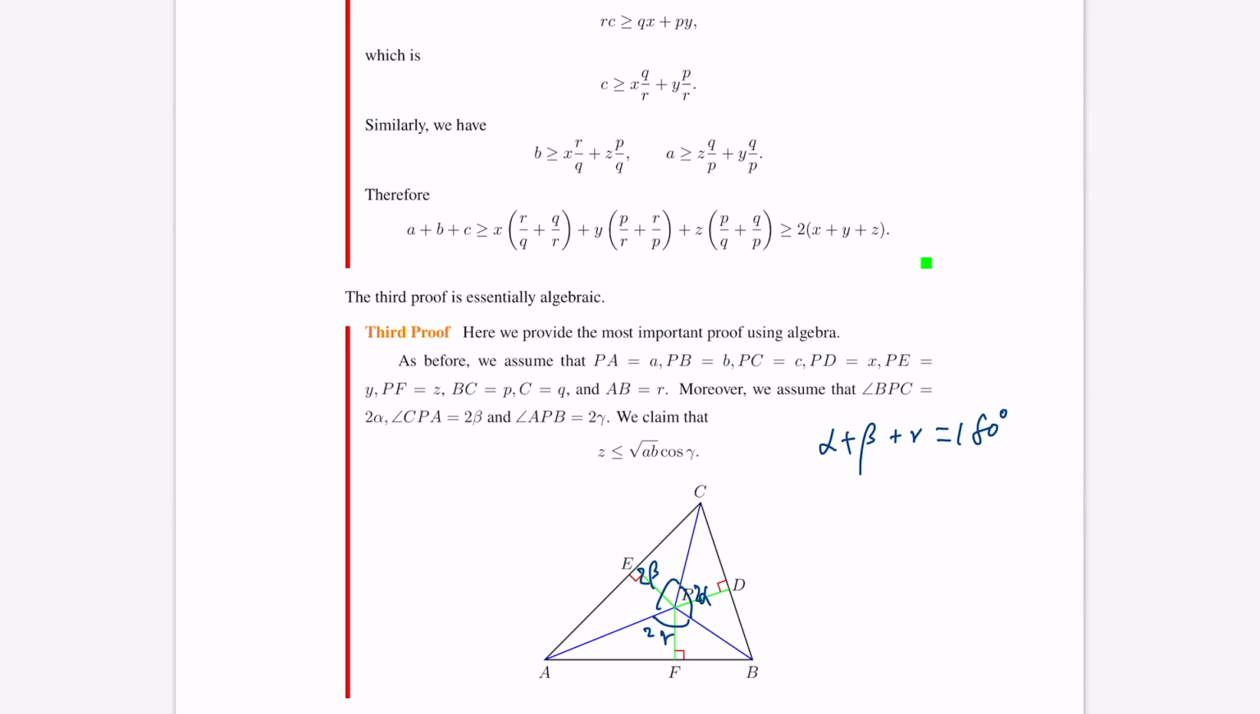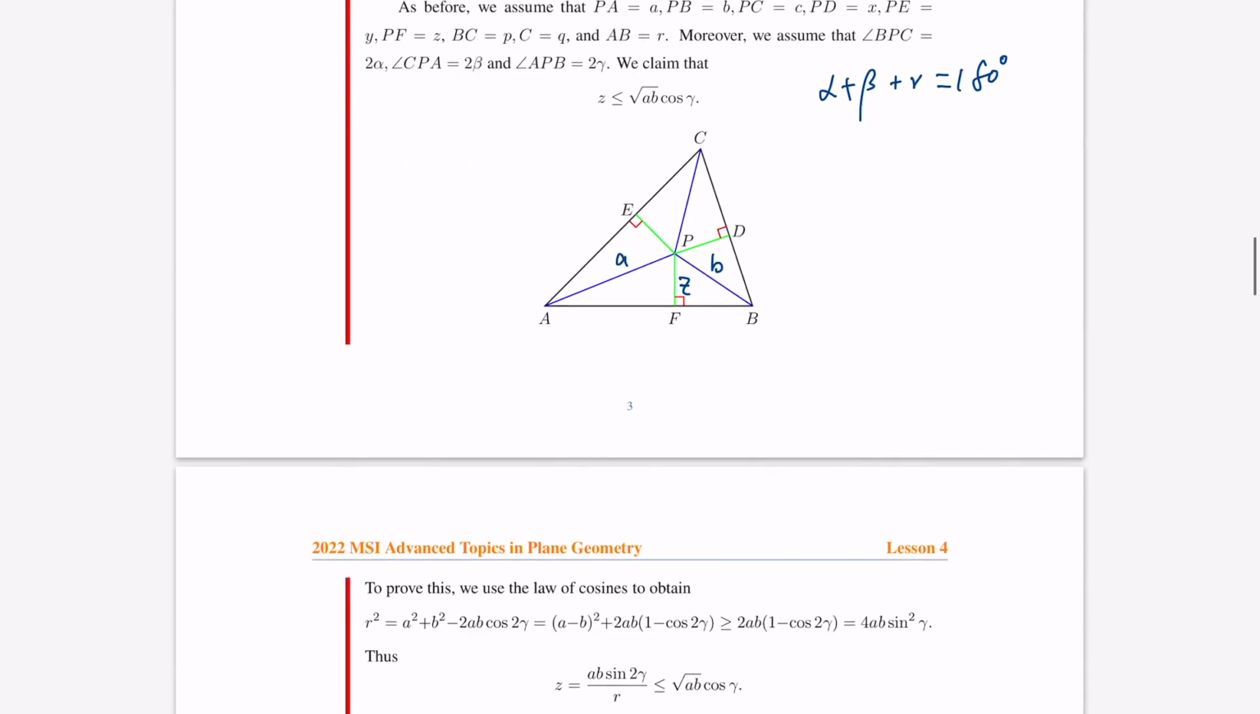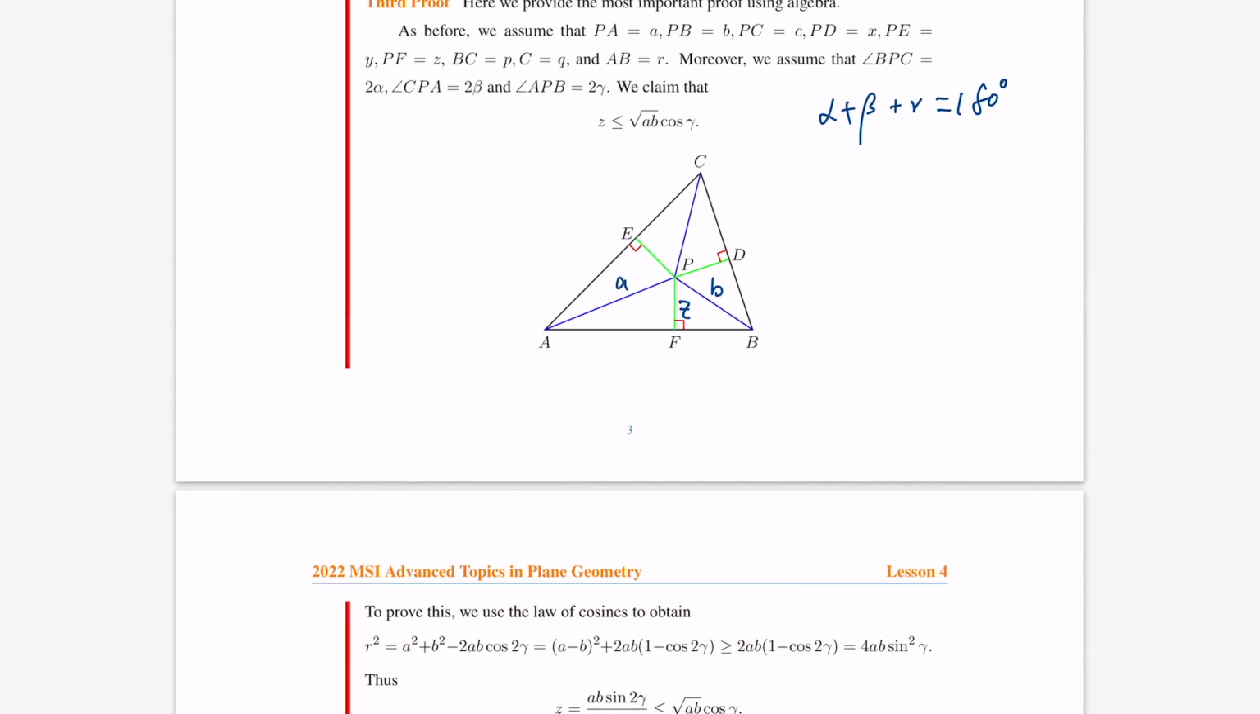The inequality I need this time is between z and a, b. I claim that z is less than or equal to the square root of ab times cosine gamma. This is another algebraic geometric inequality, which by itself is useful. How to do it? There are many ways. The classical way is to draw an angle bisector CF prime. Of course z is less than PF prime, and there's a formula for the length of the angle bisector, which you can prove is less than square root ab cosine C.